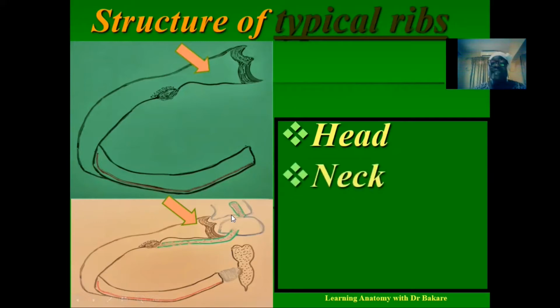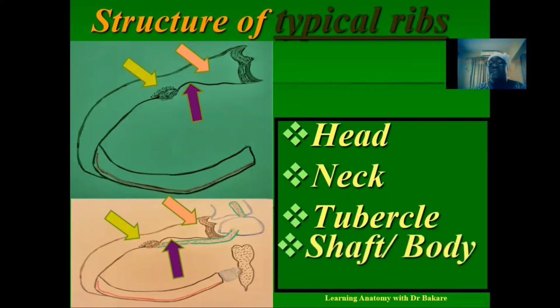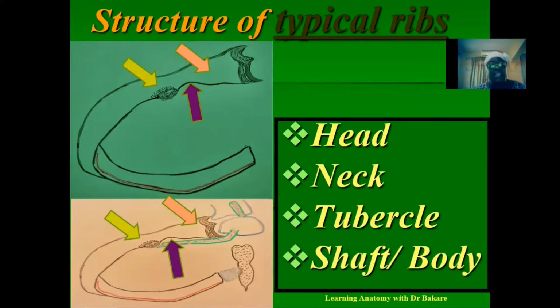Then going further, we have the neck. The immediate constricted region that we see after the head is the neck, and this is the neck. In the lower region, this is the neck. Then we have the tubercle. The tubercle is the region that is seen after the neck, and this is the tubercle. In this lower diagram, this is the tubercle. Then the remaining region of the ribs is termed the shaft or the body. In the lower diagram, this is the shaft or the body. The shaft or the body is the largest region of the ribs, so it takes the bulk of the ribs. So let's take each of these regions one after the other to see their specific configuration.